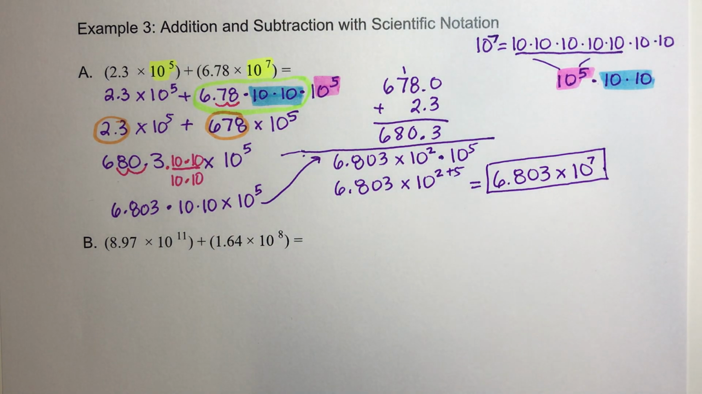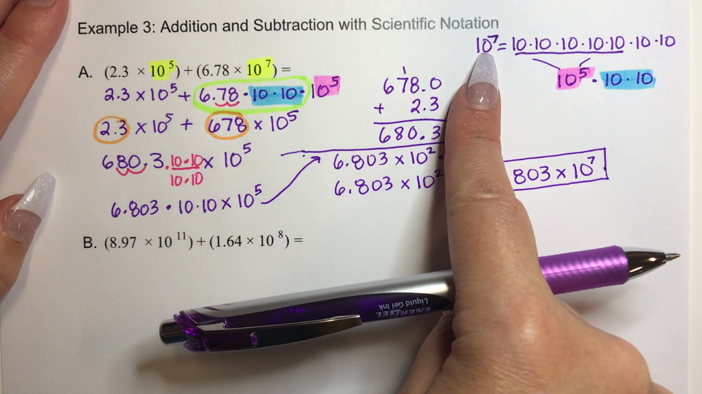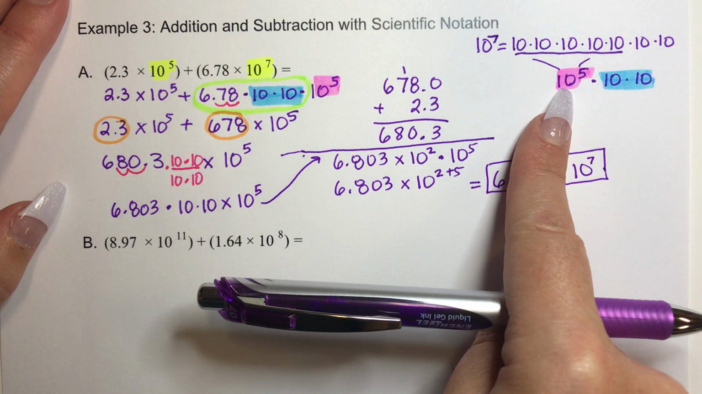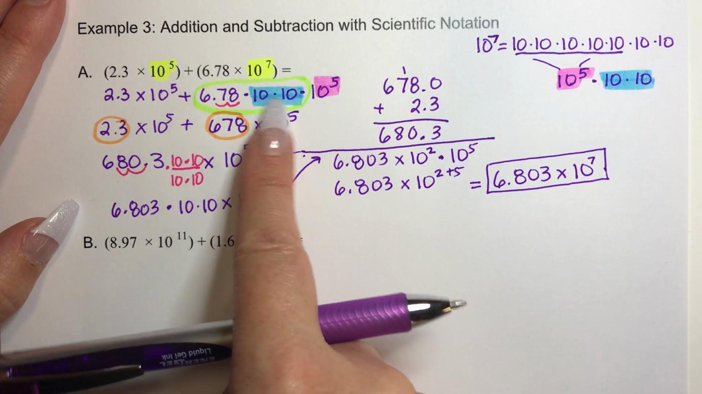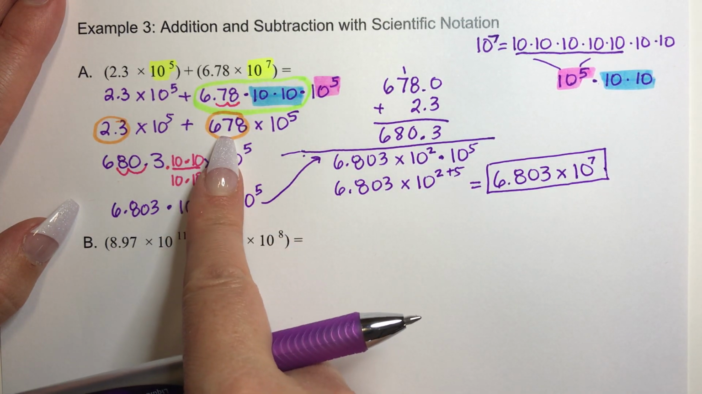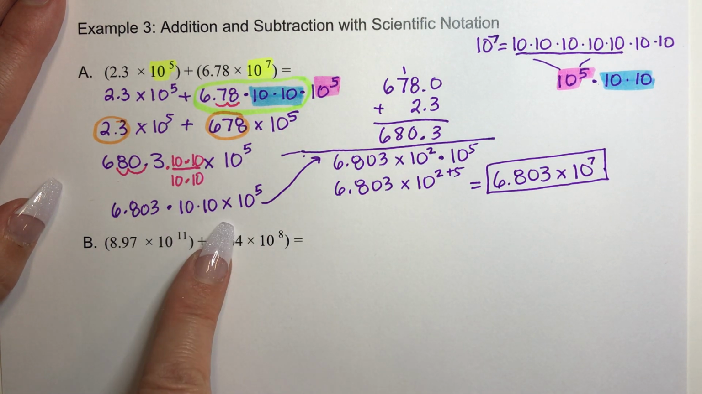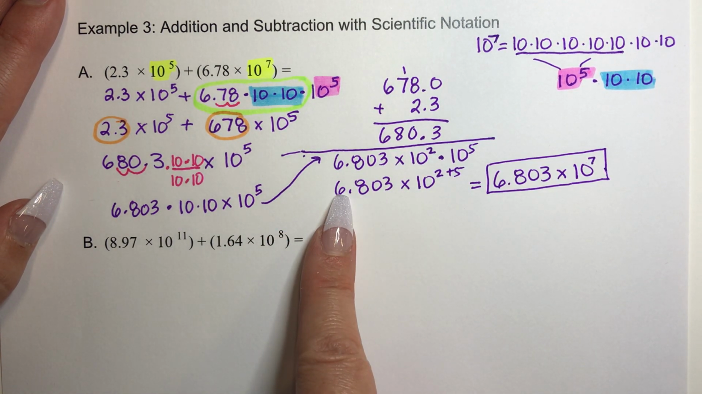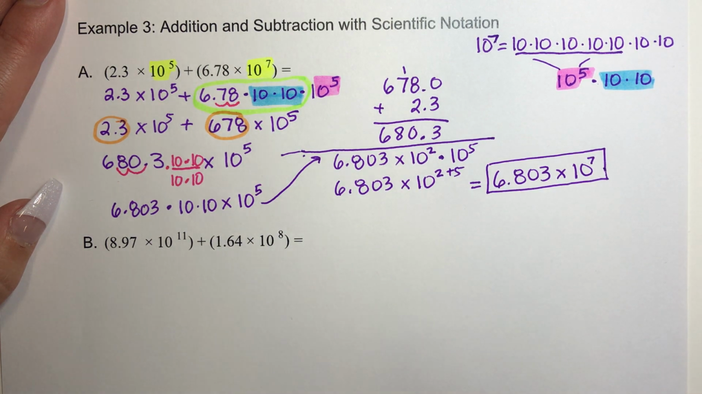Okay, so the key to this one was getting the bases the same, and so we had to rewrite that 10 to the 7th, so it had a 10 to the 5th times 10 times 10, and then have those times 10 be incorporated in this number, and then we added those numbers, kept the same base, and then we had to rewrite our answer so that it was scientific notation. This number is between 1 and 10, and we have our base power 10 right there.